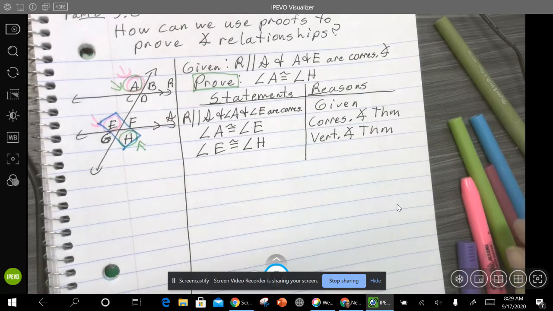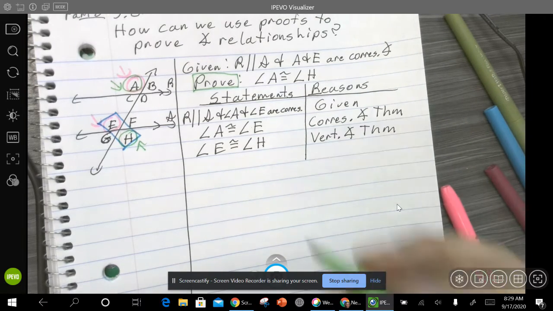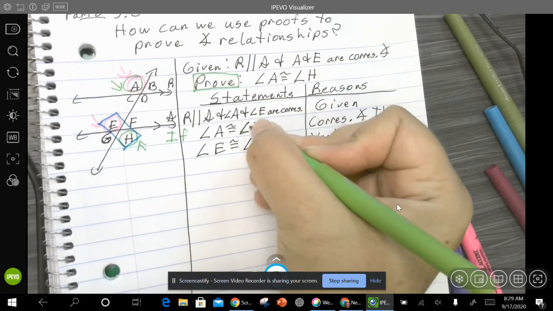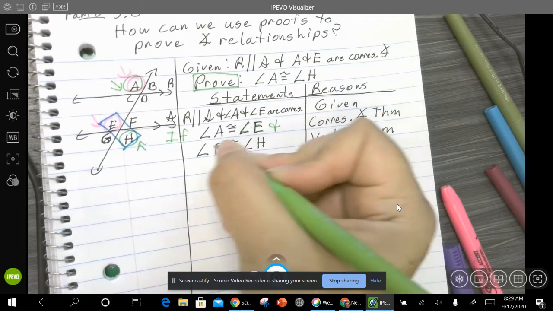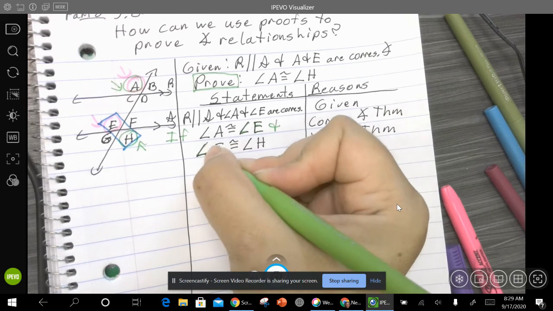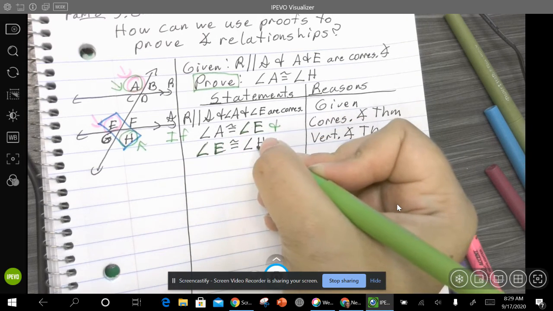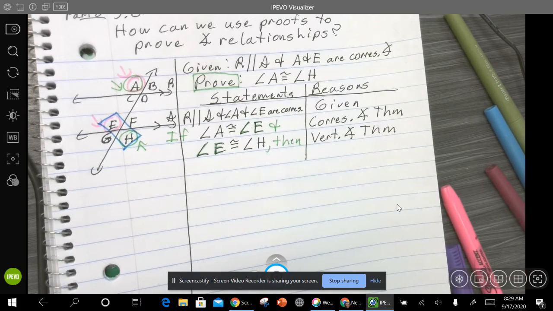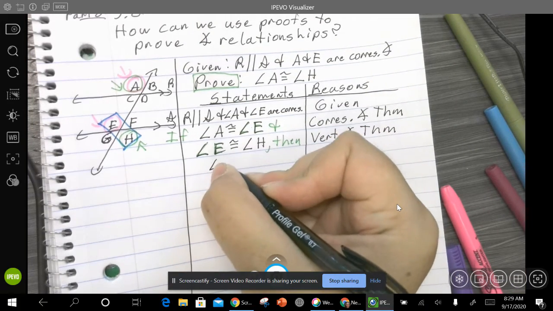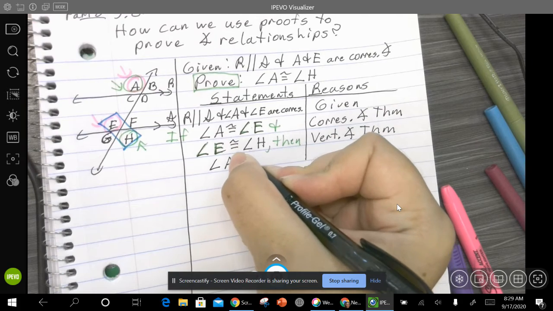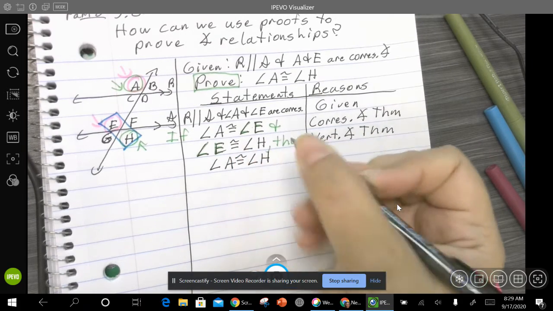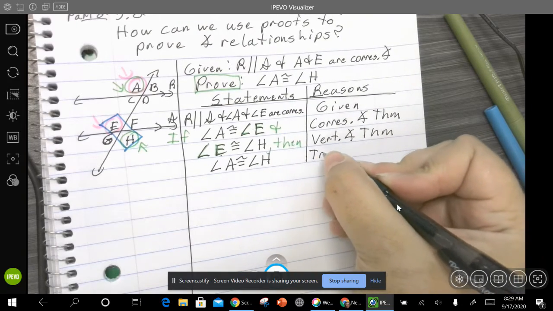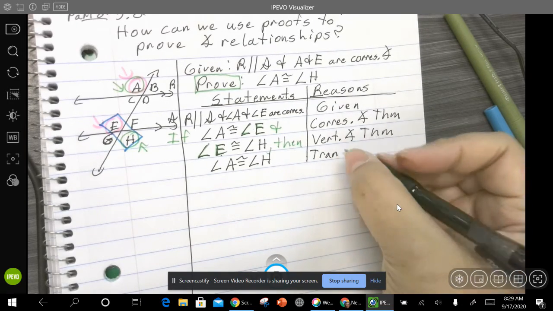Okay, so that means, everybody, that if angle A is congruent to angle E and angle E is congruent to angle H, then, okay, that means that angle A is congruent to angle H. Do you see that? Because both of them are congruent to angle E, and that's going to be by our transitive property of congruence.